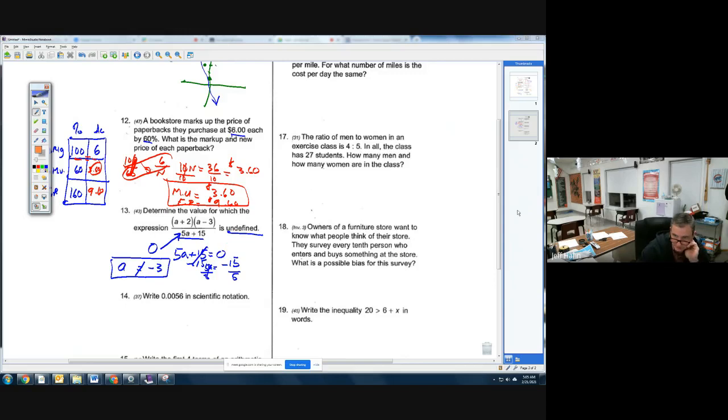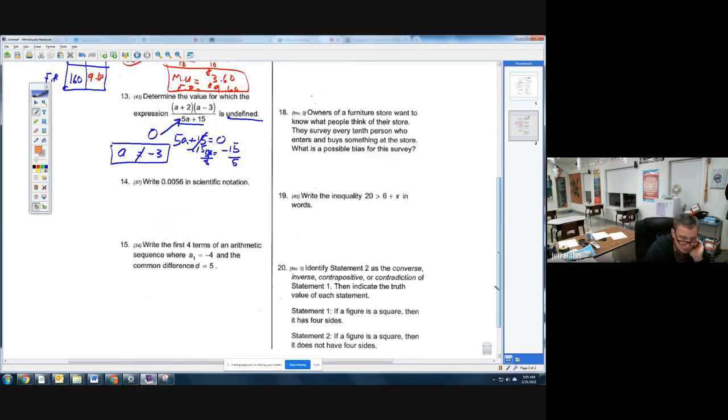Scientific notation for problem number 14. If you remember the rules of scientific notation, number 1, make it between 1 and 10, which means I need to take this decimal and move it right here. I make it 5.6. I write down times 10. Now, because this is a decimal number, it's a negative exponent. And how many places did I move the decimal? 3 places. 5.6 times 10 to the -3.